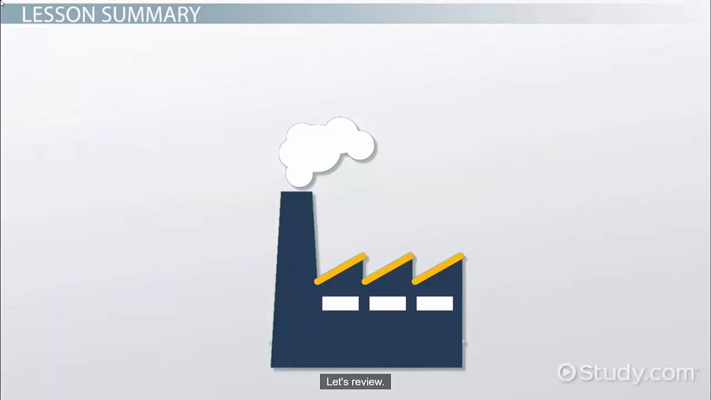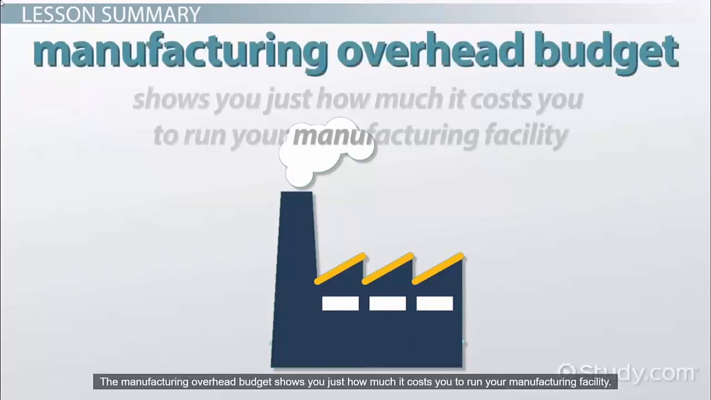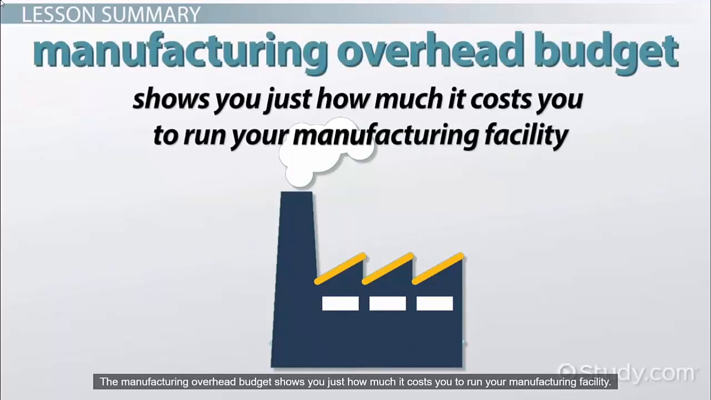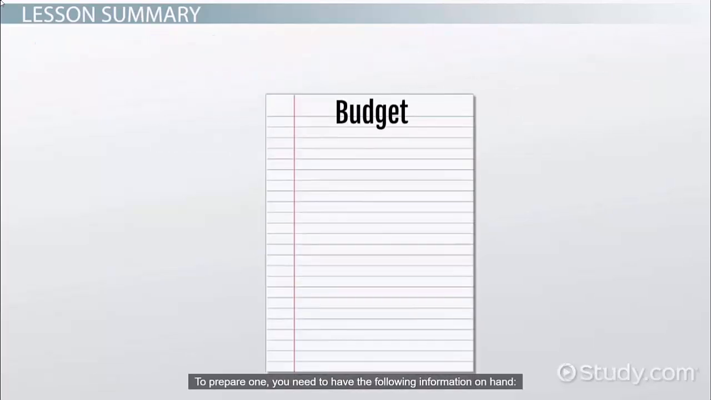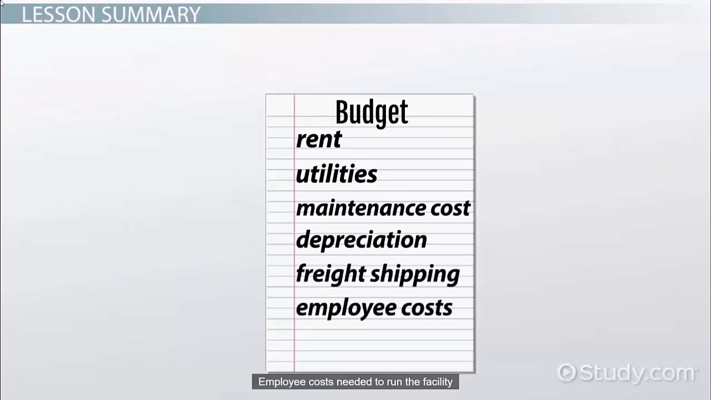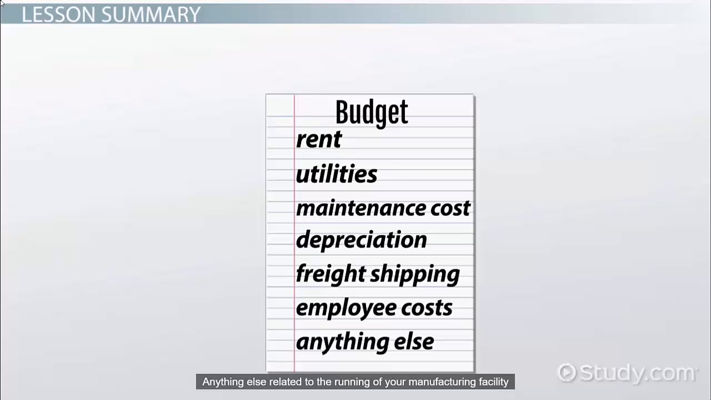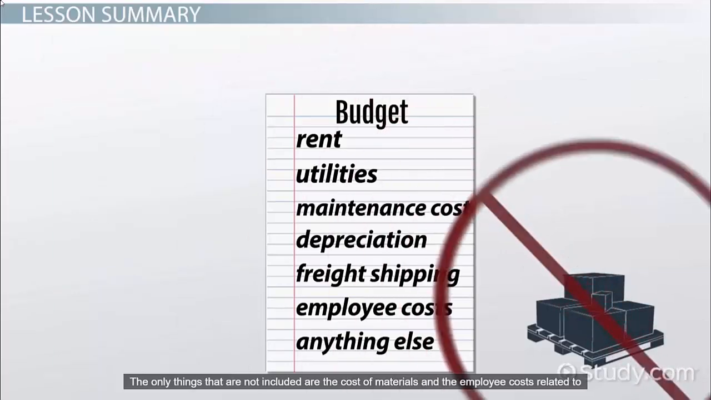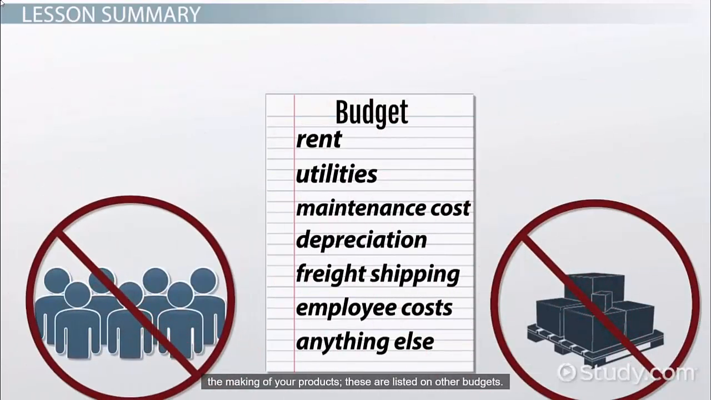Let's review. The manufacturing overhead budget shows you just how much it costs you to run your manufacturing facility. To prepare one, you need to have the following information on hand: rent, utilities, equipment maintenance costs, equipment depreciation, freight shipping, employee costs needed to run the facility, anything else related to the running of your manufacturing facility. The only things that are not included are the cost of materials and the employee costs related to the making of your products. These are listed on other budgets.